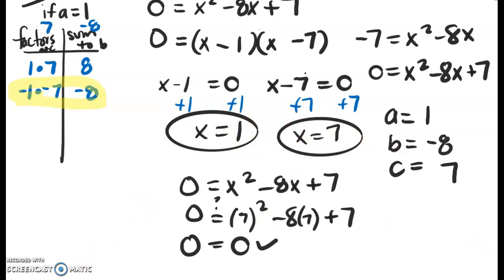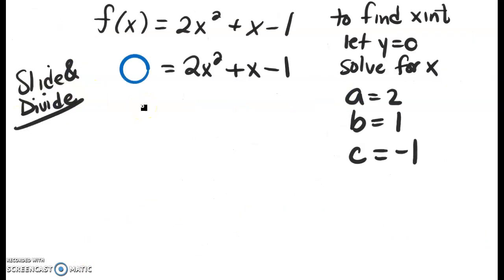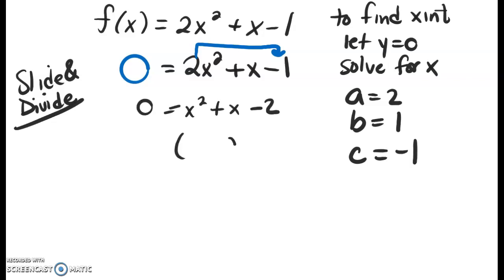Now let's look at a method for factoring when the a is not equal to 1. This method is called the slide and divide method. What it means is we're going to take this a, I wrote down the a, b, and c on the right hand side, and we're going to slide it down. And so I'm going to end up with x squared plus x minus 2.